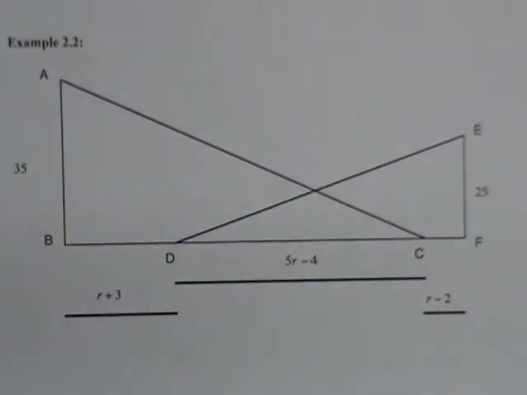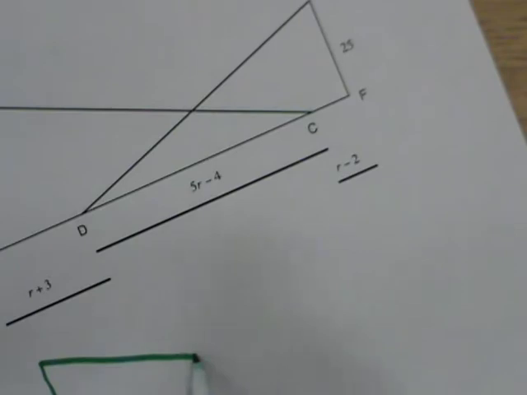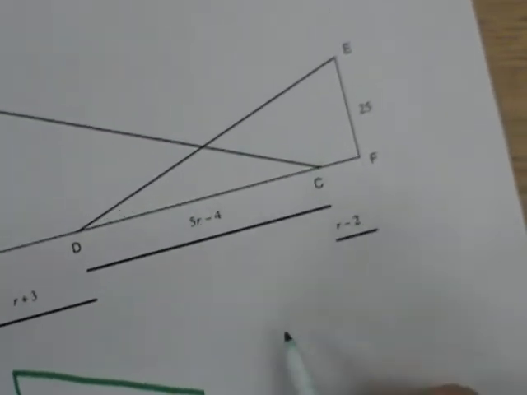Here we have another example of converging triangles. They're pointing in on one another. The best thing to do is redraw them so you have one big triangle, one little triangle. So I'll draw this big triangle here, and then my little triangle.